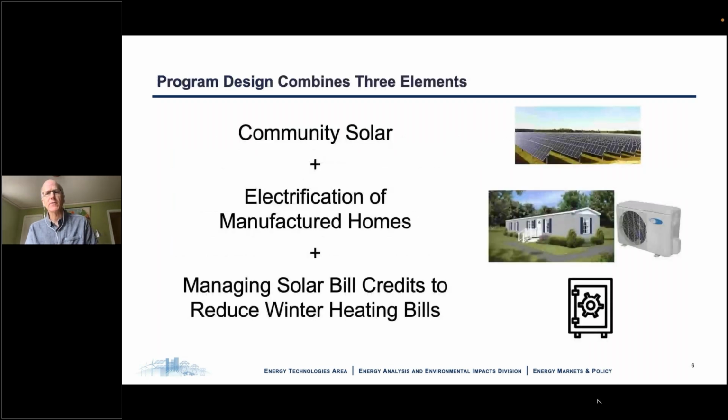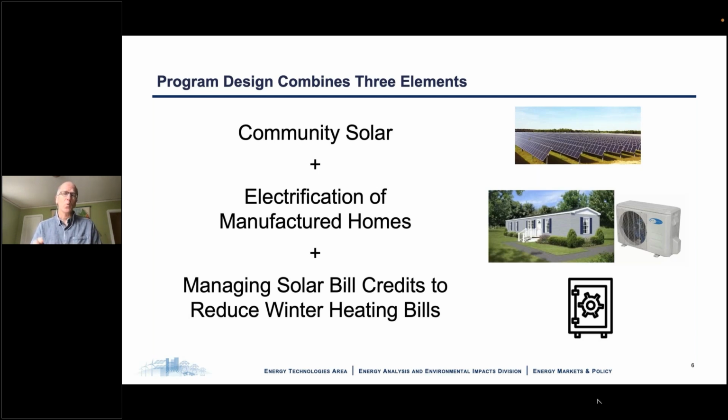And specifically, they wanted to follow up with working on manufactured housing. So we came up with a program that combines 3 elements, all of which are essentially stolen from other places. The community solar, of course, would provide the electricity for the program. To make the most of the electricity, we would go after the largest energy burden in Michigan manufactured homes, which is winter heating bills.